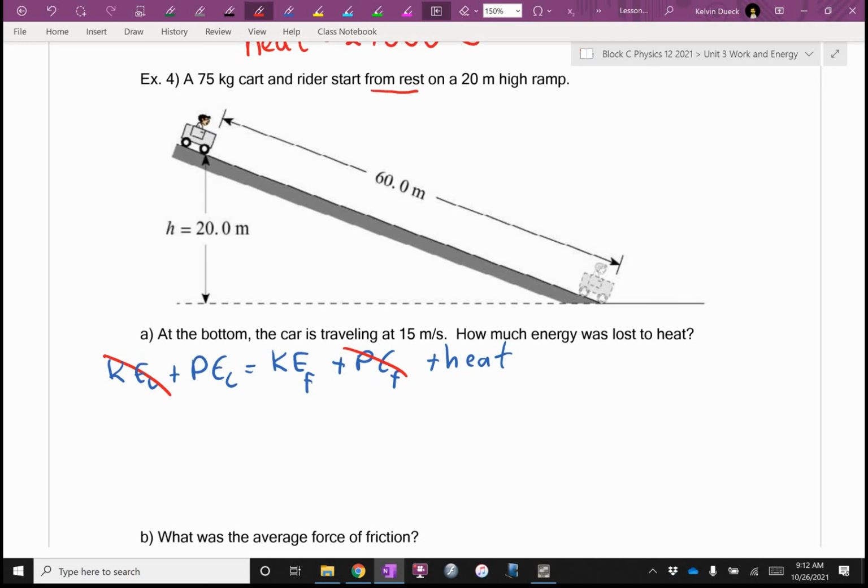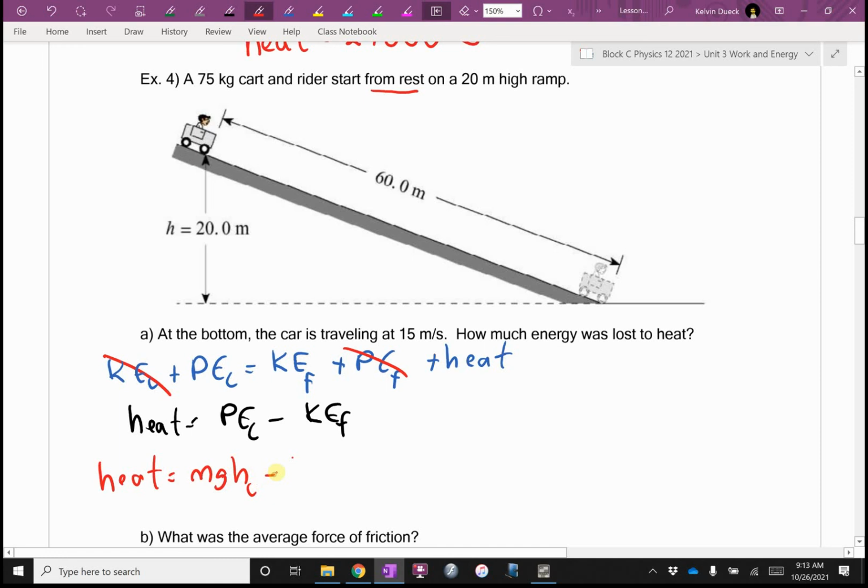How would I get the heat by itself, Shay? Wouldn't I divide? No. So you're telling me heat is going to be the initial potential minus the kinetic final. You're telling me heat is going to be mgh initial minus a half mv final squared. Oh, I like this question. In particular, I like part B, which we haven't got to yet.